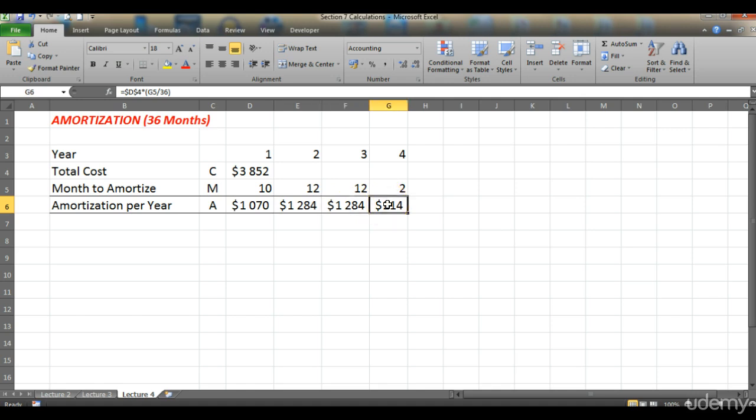And the fourth year we will recognize the remaining 2 months of the total. So here we have the total cost multiplied by 2 divided by 36, or $214. At the end of the 36 months, the prepaid asset value will be 0. So the sum of these amounts should equal, as you can see here, to this one.